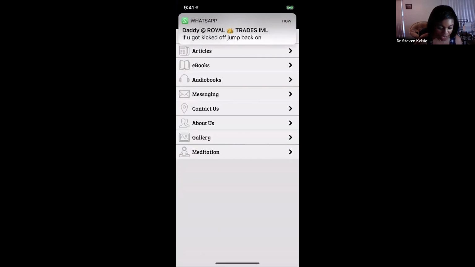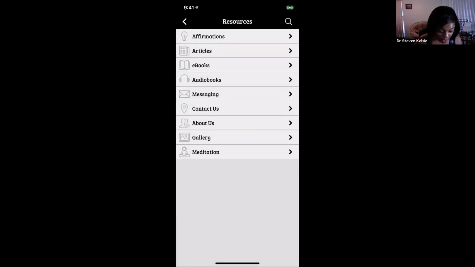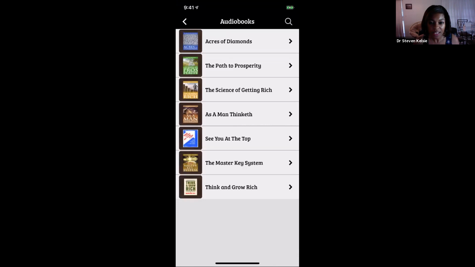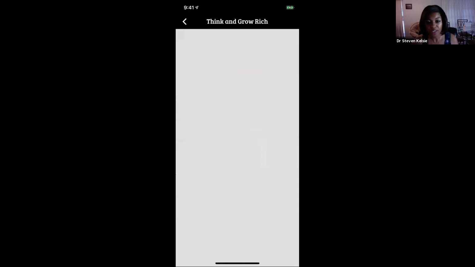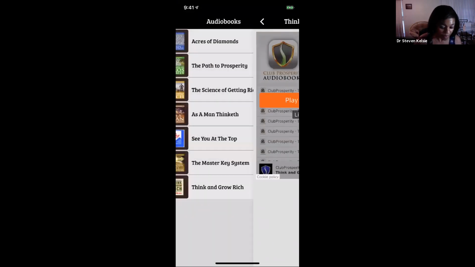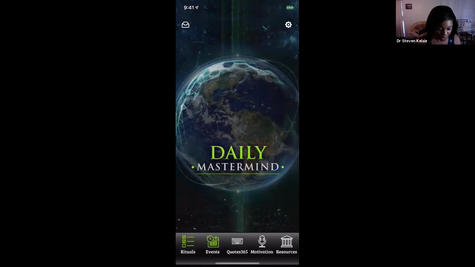Then you have resources, affirmations. I haven't really gone through all of it, but I've looked at things that stand out to me, which is audiobooks, things that we need to get. This involves personal development. Think and Grow Rich is definitely one of those books that you want to read or at least listen to, because it starts in the mind. Success starts in the mind, and we have to know that. We have to believe it, and we have to listen and read those things that will help us get to the success that we should be seeing in our mind. So that's a little bit about the Daily Mastermind app. So you want to make sure you include that.